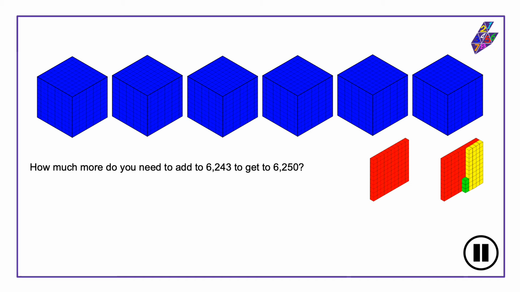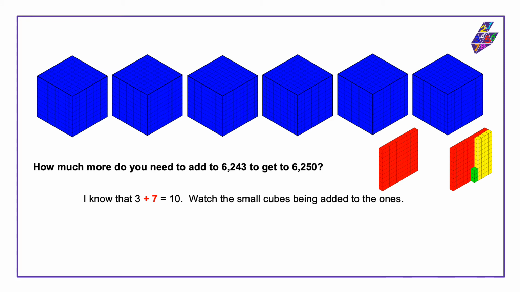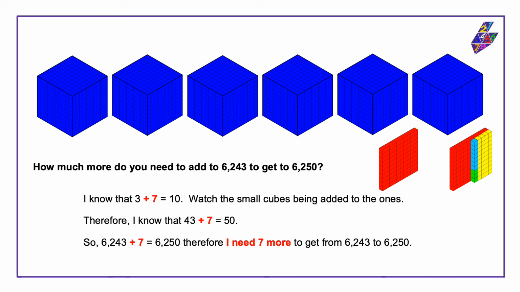How much more do you need to add to 6,243 to get to 6,250? I know that 3 plus 7 equals 10. Watch the small cubes being added to the ones. Therefore, I know that 43 plus 7 equals 50. So 6,243 plus 7 equals 6,250. Therefore, I need 7 more to get from 6,243 to 6,250.